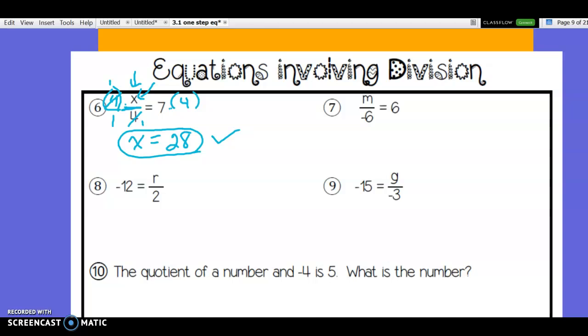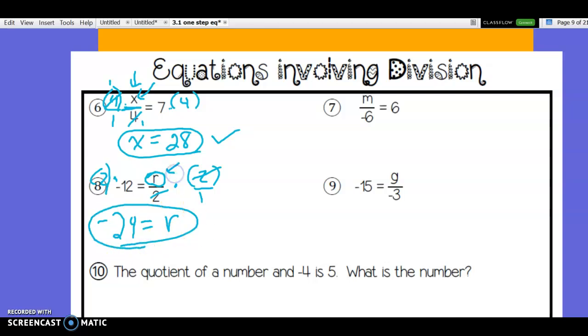Let's try one more together. Let's go ahead and look at number 8 since the variable is on the opposite side. Again, focus on the side of your equation where your variable is. R is being divided by 2. So what I want to do on both sides is the opposite of that, which is multiply by 2. I'm kind of running out of room on this left side here. So on the right side, these 2's are going to cancel if I put this one over 1. And I just have the r all by itself. That was the goal. On the left side, if I have 2 times negative 12, I get negative 24. And so if I check it, negative 24 divided by 2 is negative 12. I know it checks out.